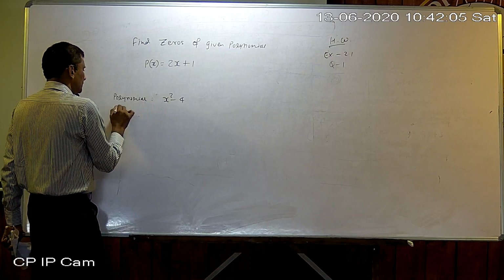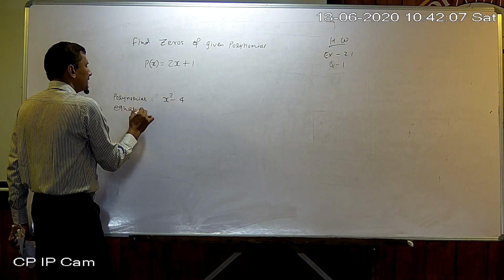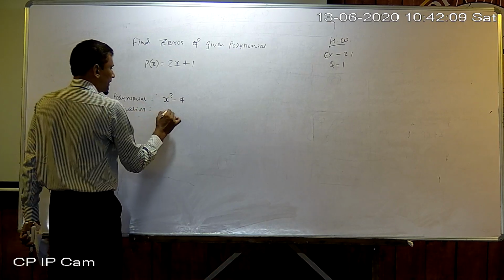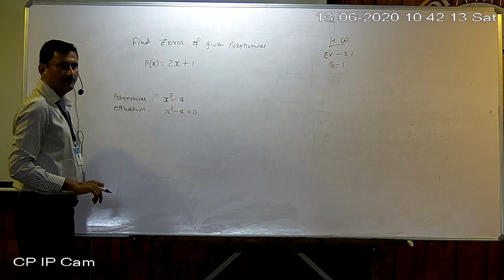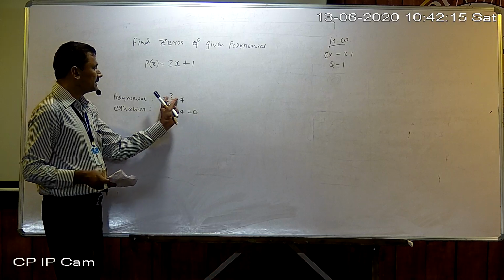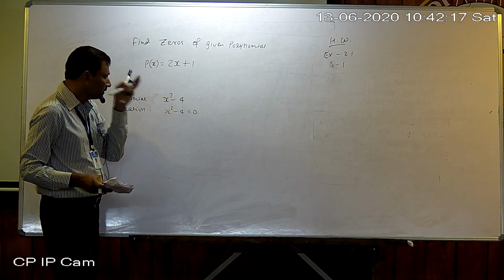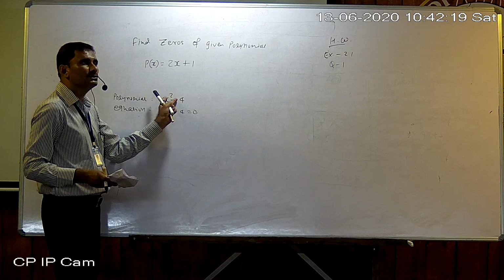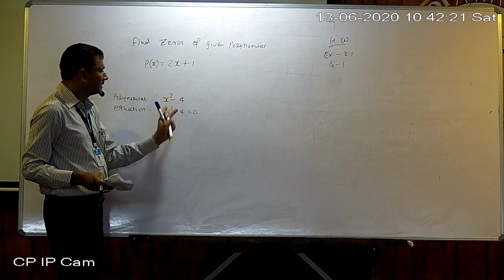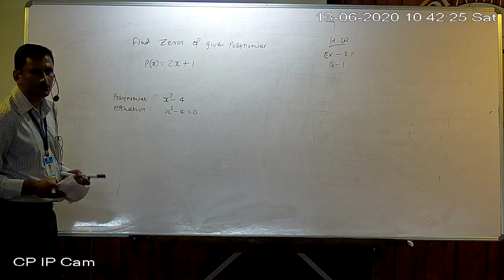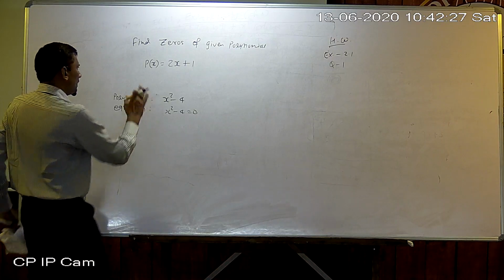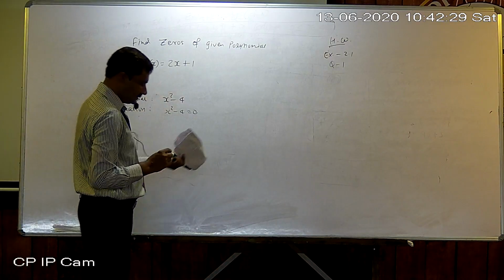Now what is an equation? An equation has two sides. Suppose x square minus 4 equal to 0. Now you can solve this equation. Many times students try to solve this type also, where nothing is given on the other side, and they still try to solve it. So this is a polynomial, this is an equation. Only an equation can be solved, a polynomial cannot be.